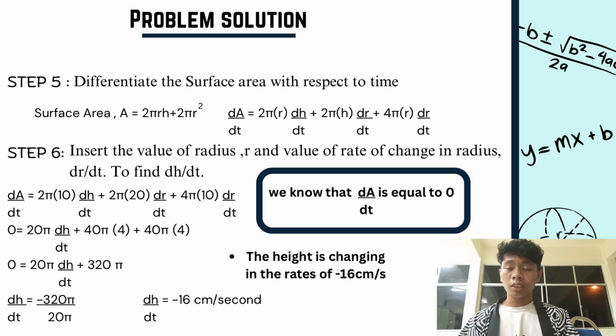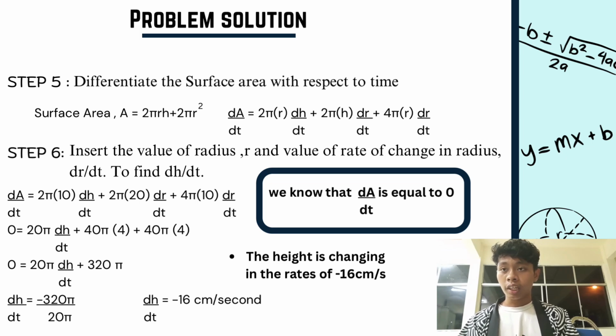So the next step is we must differentiate the surface area with respect to time. So dA over dt is equal to 2 pi r dh over dt plus 2 pi h dr over dt plus 4 pi r dr over dt. Step 6: insert the value of radius r and the value of the rate of change in radius dr over dt to find dh over dt. We know that dA over dt is equal to 0.